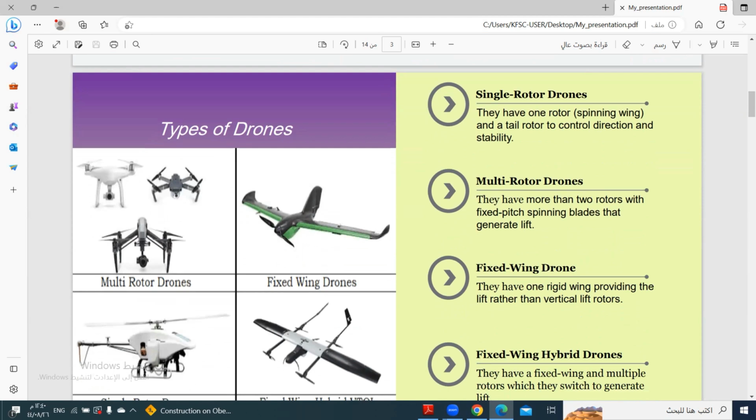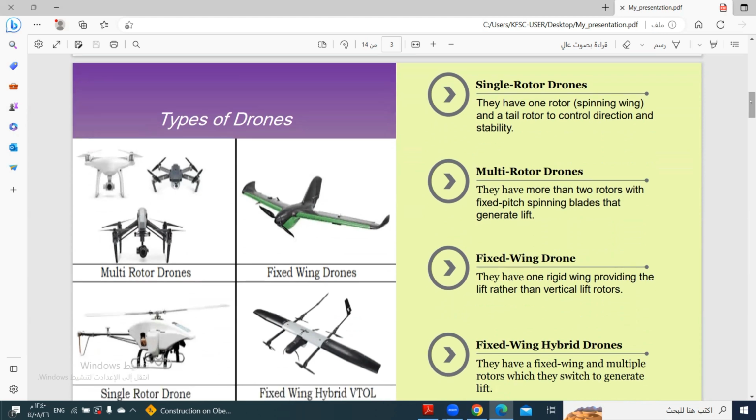As you can see here, the types of drones that we are interested in. The first one, single rotor drones. They have one rotor spinning wings and a tail rotor. The second one is multi-rotor drones. They have more than two rotors with fixed pitch spinning plates. The third one, fixed wing drones. They have one rigid wing providing the lift rather than vertical lift rotors. The fourth one, fixed wing hybrid drones.